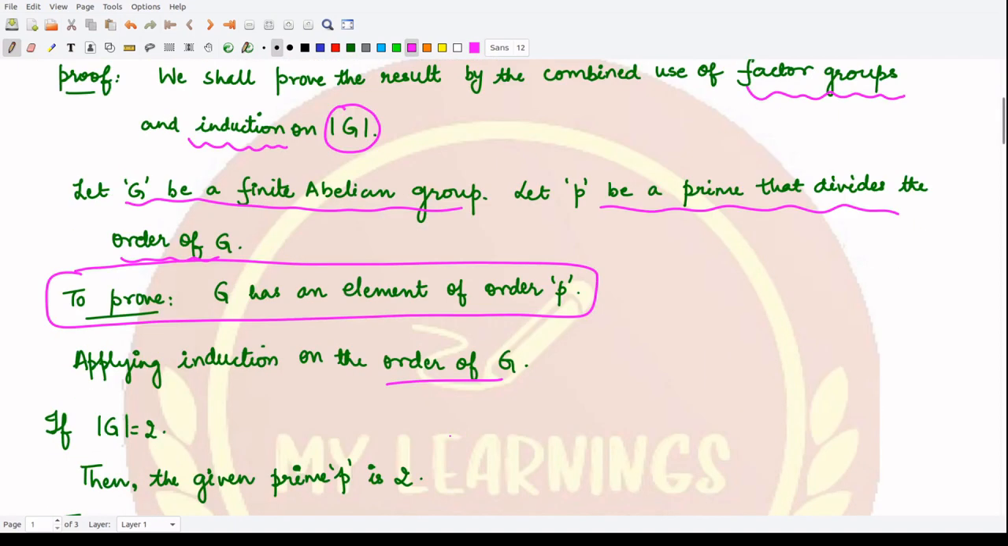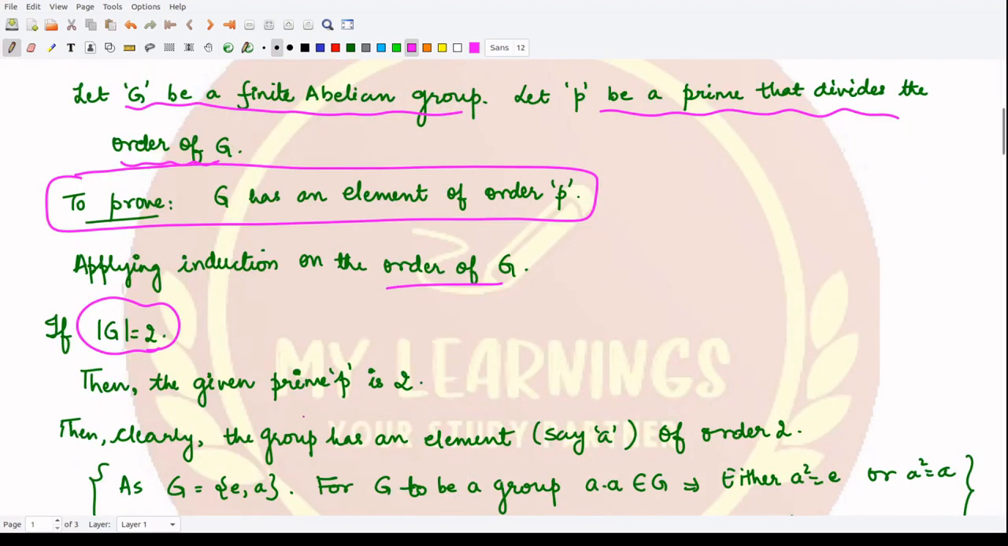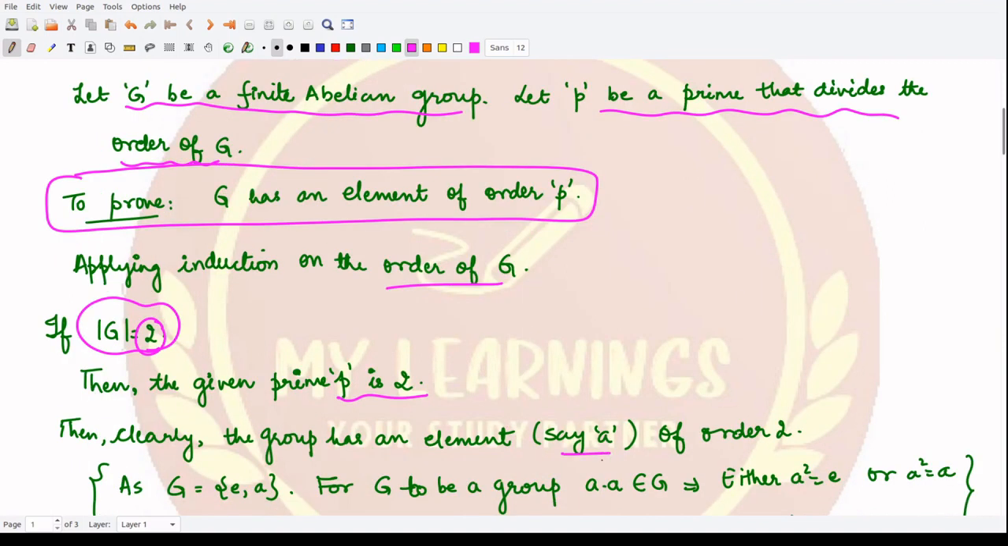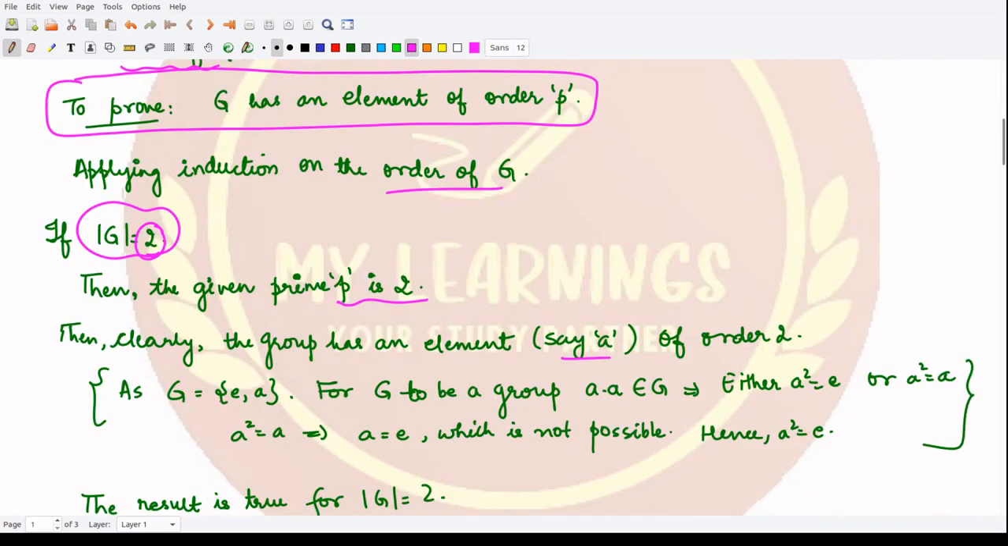So if the order of G is the lowest, which is say 2, why? Because in that case we can prove that it has an element of order 2. Then the given prime P would be 2, because we are assuming G to be a finite abelian group and P a prime that divides the order of G, and only 2 divides 2. So P is 2, which means the group should have an element of order 2. Let's say the element is A. Then G would have two elements: one should be the identity, the other one is a non-identity element, not equal to E. We take it to be such that this is a group.